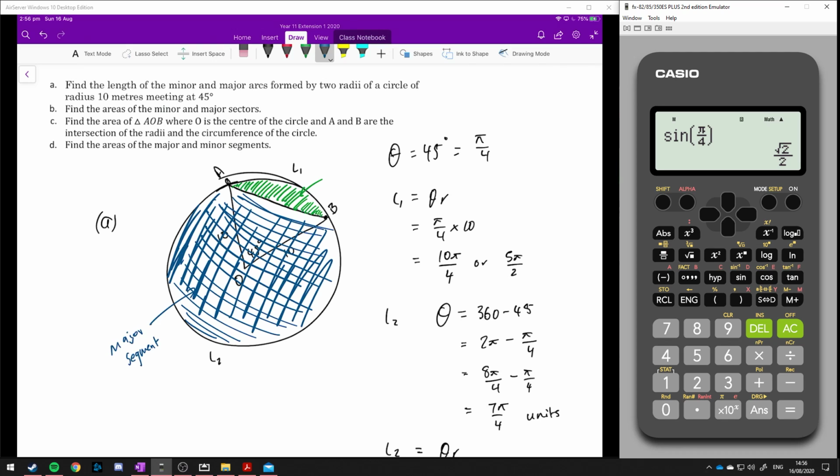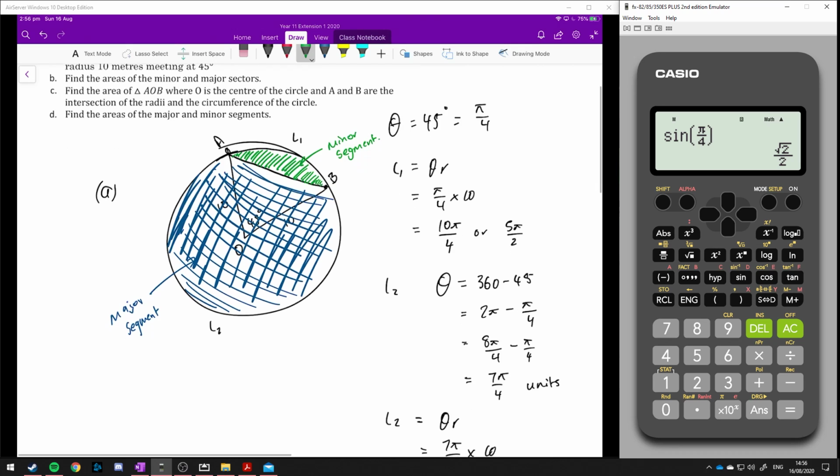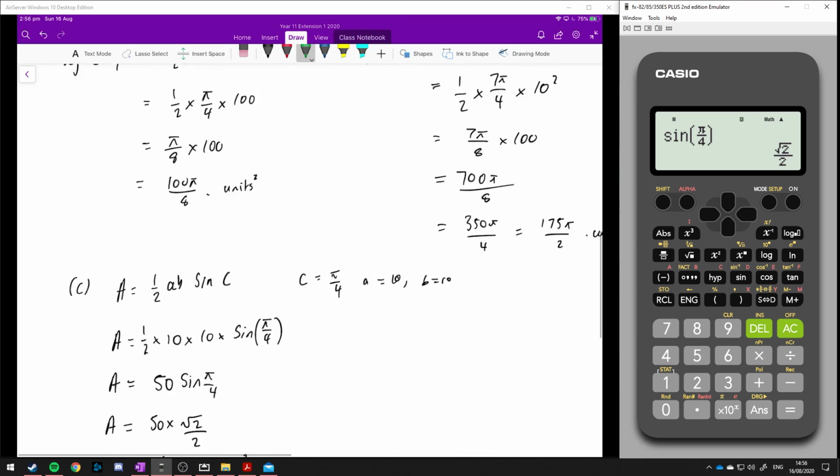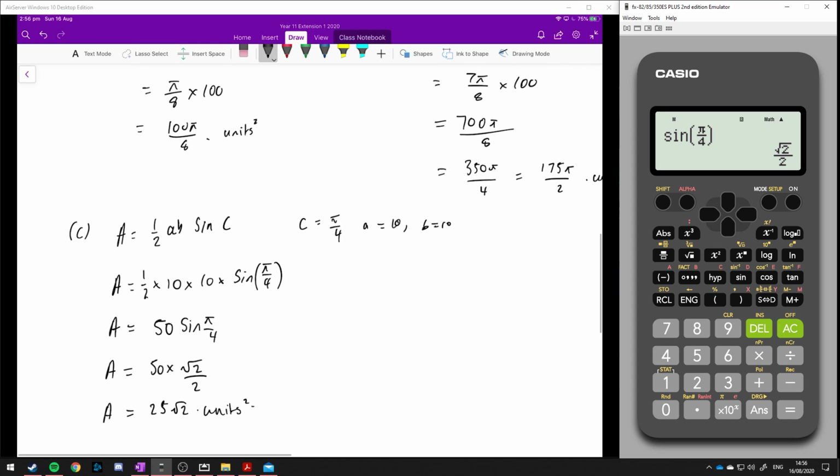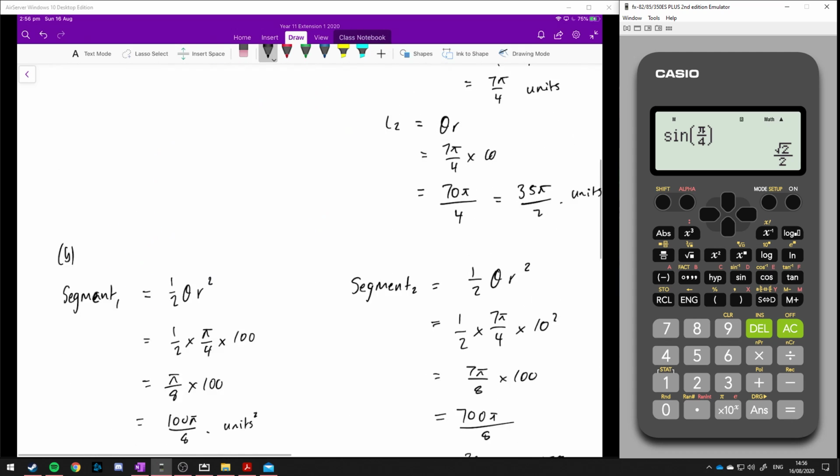Okay, so it's essentially splitting it in half, and the green is the minor segment. So we've already calculated all the parts for the blue and all the green. So it's just a matter of doing a little bit of trickery. So part D. For the minor segment, we'll start with the minor segment first.